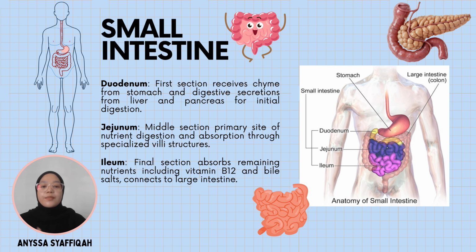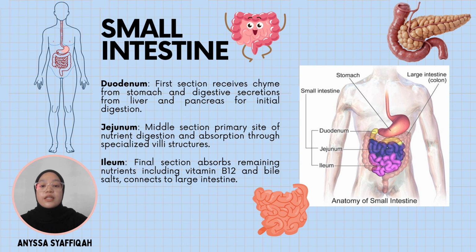Now I will explain about the small intestine and the accessory organs of the digestive system. First, let us look at the small intestine. The small intestine is an important part of the digestive system because most digestion and absorption of nutrients happen here. It is called small because its diameter is smaller than the large intestine, but actually it is very long.